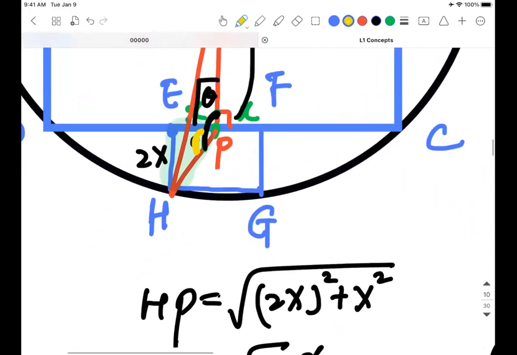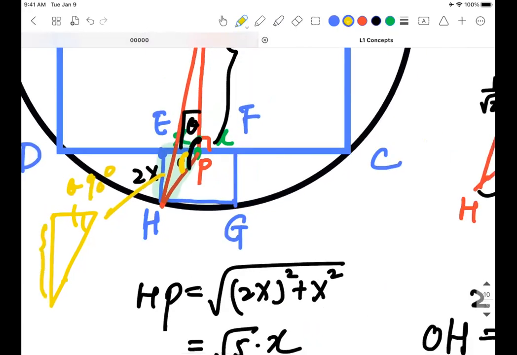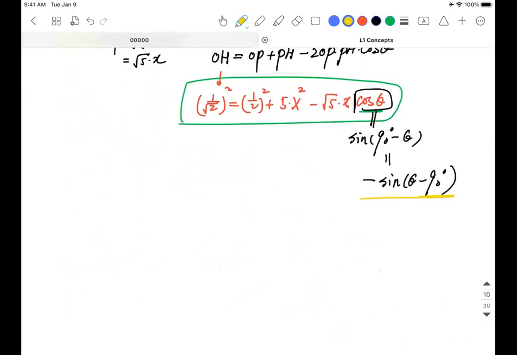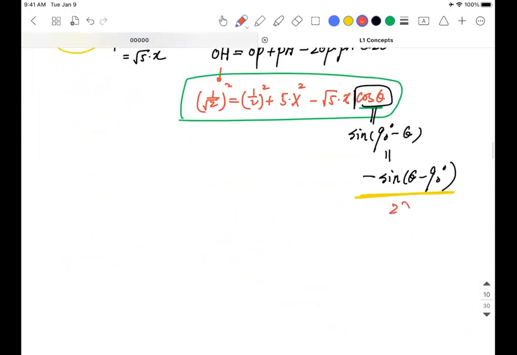So that being said, if I drag it out, that's going to be something like this. This is your theta minus 90 degrees. This is your 2x. This is your x. This is your root 5x. So now, do you know how to determine this? Of course, because your minus sine of theta minus 90 degrees is exactly in this right triangle, using 2x over root 5x. Is it right?